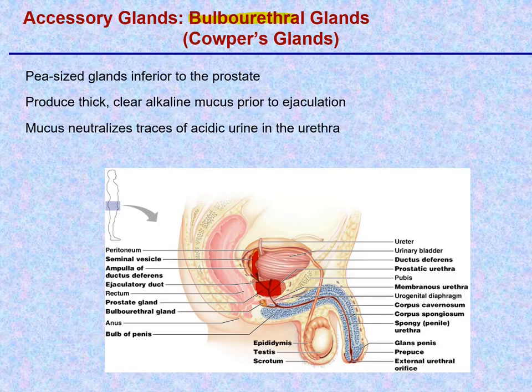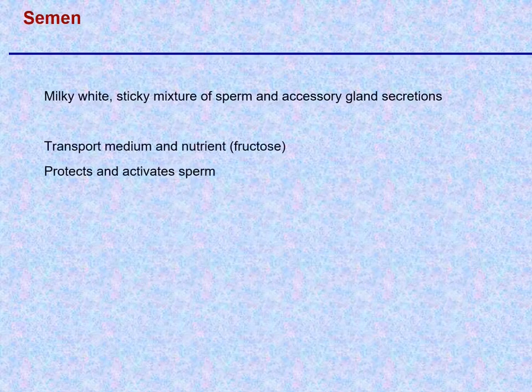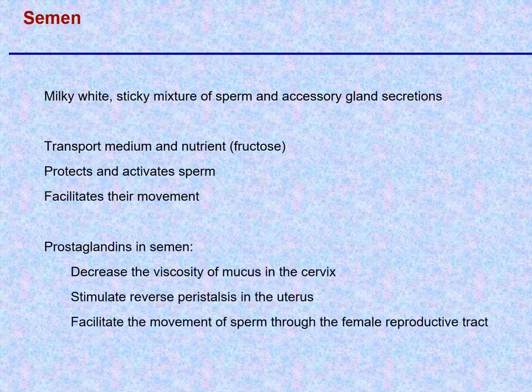The purpose of the alkaline mucus that they secrete into the urethra is that it helps to neutralize the presence of any urine that might still be in the urethra, because urine is acidic, and that would negatively affect the sperm cells. So this helps to neutralize any acidic urine. That's the secretion of the bulbourethral gland. So in the end, semen is a mix of sperm cells, seminal fluid from the seminal vesicles, prostatic fluid from the prostate, and bulbourethral mucus.